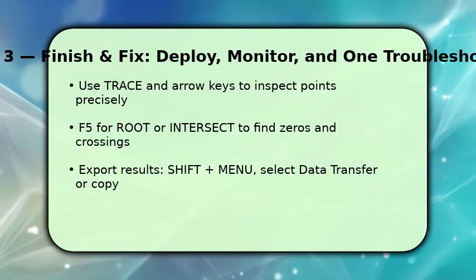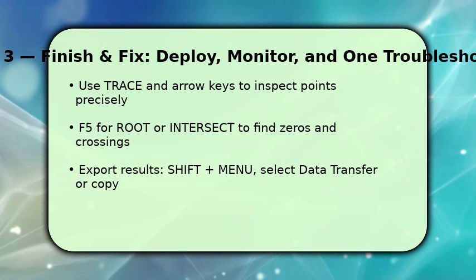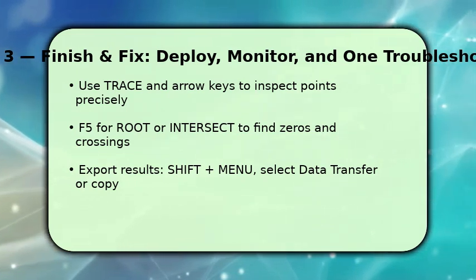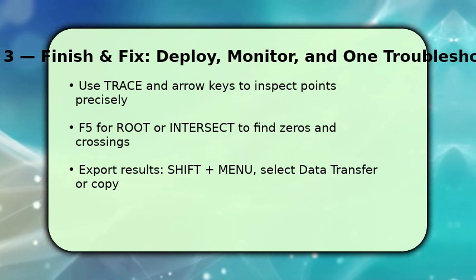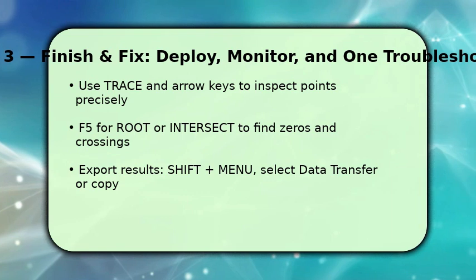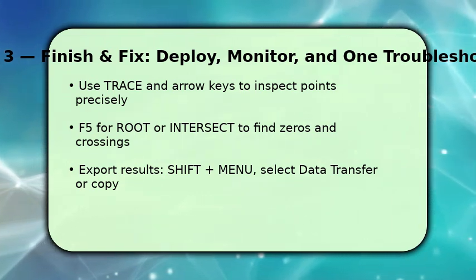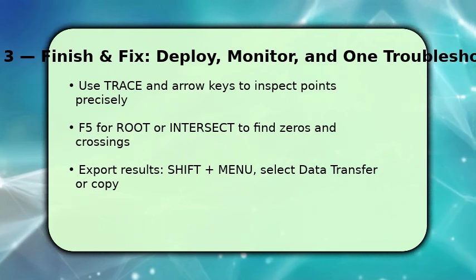You finish by analyzing the plotted graph. Press Trace and use arrow keys to move along the curve, because visual inspection often reveals maxima or inflection zones. Once located, press F5 and choose Root or Intersect to compute exact zeros. These tools solve problems faster than manual guessing.